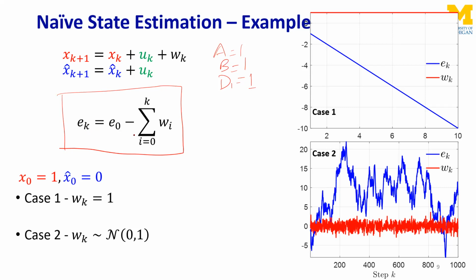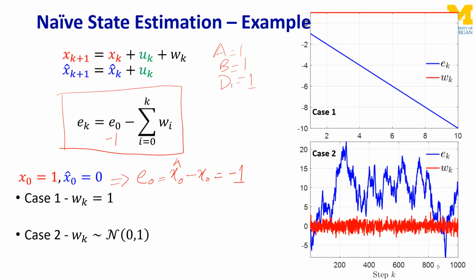So now let's consider two cases. Let's suppose x naught was 1 and x hat, the state estimate at the initial time, is 0. We don't have any information about the physical state, so we just set it to 0. So this implies that E naught is equal to x hat minus x naught, which equals -1. Okay, so E naught is -1. And we consider two cases.